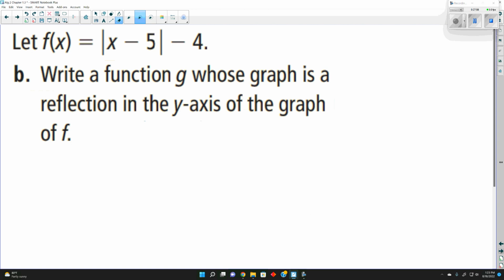Write a function g whose graph is a reflection in the y-axis. So we're saying g of x is equal to f of negative x. Did I skip over one? Okay, good. So what do we need to do? We just need to replace x in the function f of x with negative x.